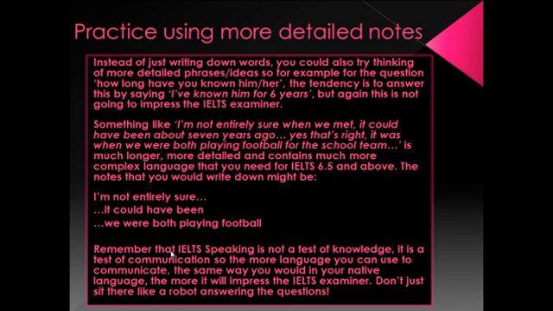Now, this sentence, एक sentence ये है कि I have known him for 6 years, और दूसरा sentence, I am not entirely sure when we met. It could have been about 7 years ago, and yes, that's right. It was when we were both playing football for the school team. This is a much longer, detailed sentence, contains much more complex language that you need for IELTS. Here it is written 6.5.